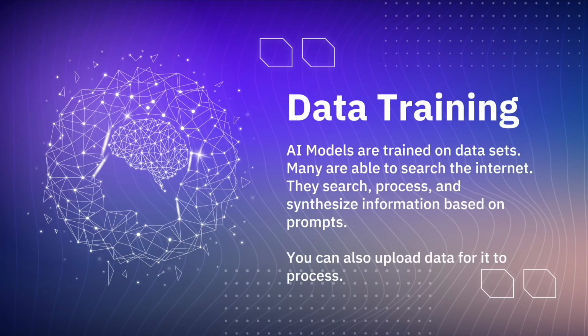So, data training. AI models are trained on data sets, which means a collection of data. Many are able to search the internet. They search, process, and synthesize information based on prompts, which we will be talking about now. But they basically can search the internet, process information in it, and join that information. They can summarize it, analyze it, and categorize it in different ways that are helpful to us humans. And you can also upload data for it to process.